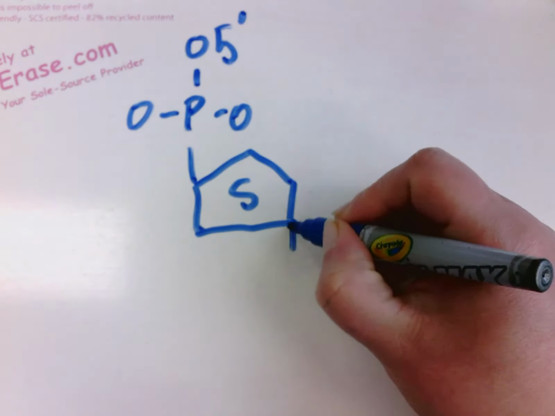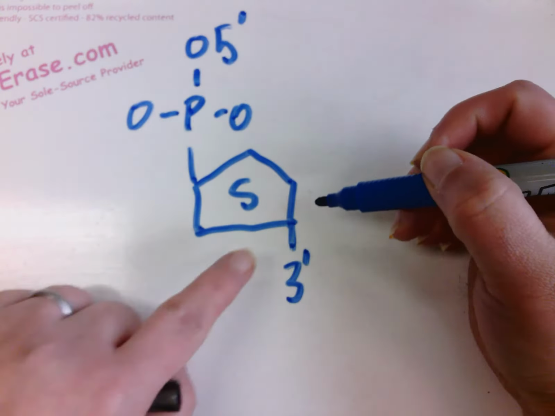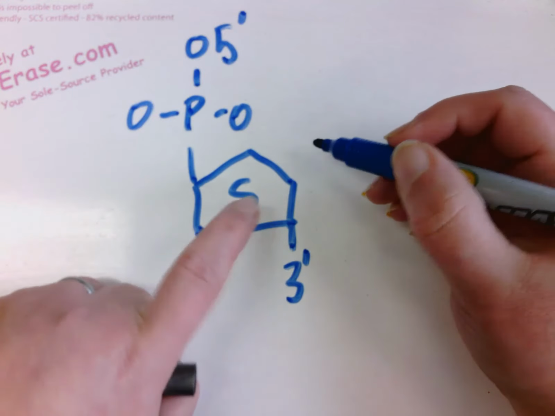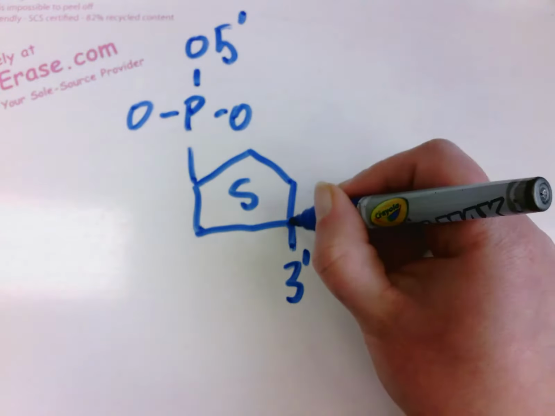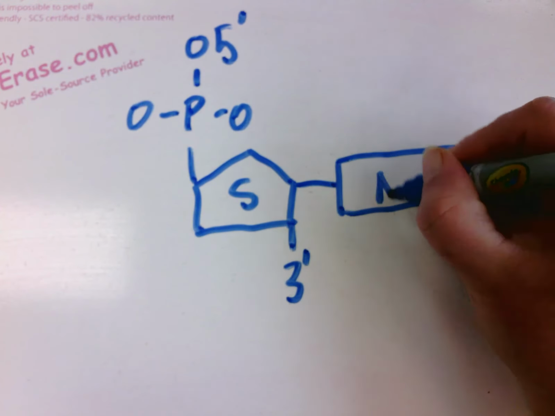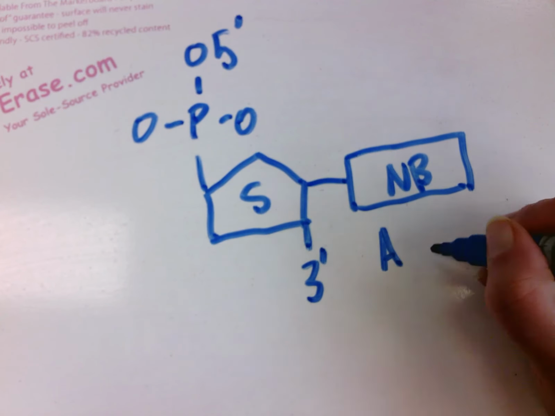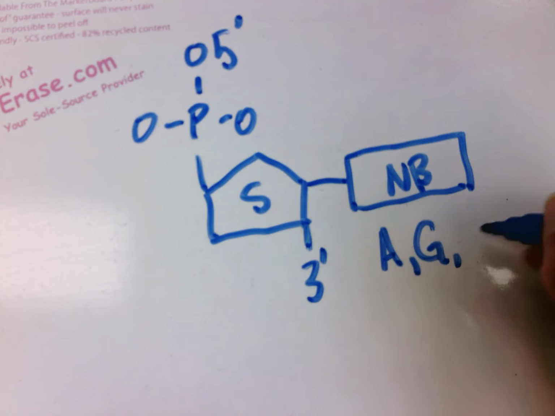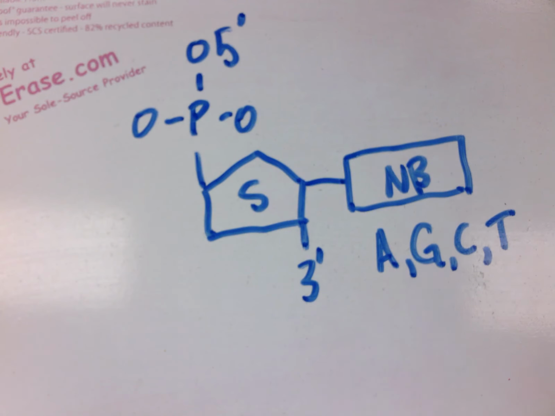This is the 3' end of the molecule. This is the molecule that's on the 3rd carbon in the ring of the sugar. So that's where we get the 5 and the 3 from. The sugar is also attached to the nitrogenous base. And if you remember, there are 4 different kinds of nitrogenous bases: adenine, guanine, cytosine, and thymine. Those are going to be the bases that make up our DNA strands.